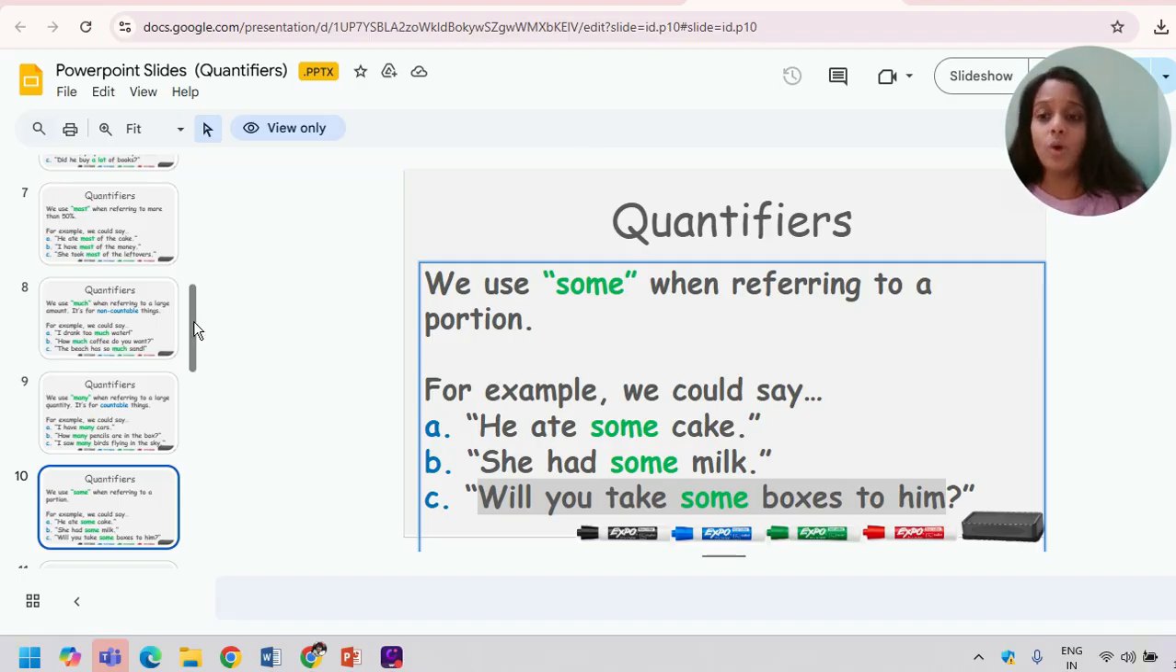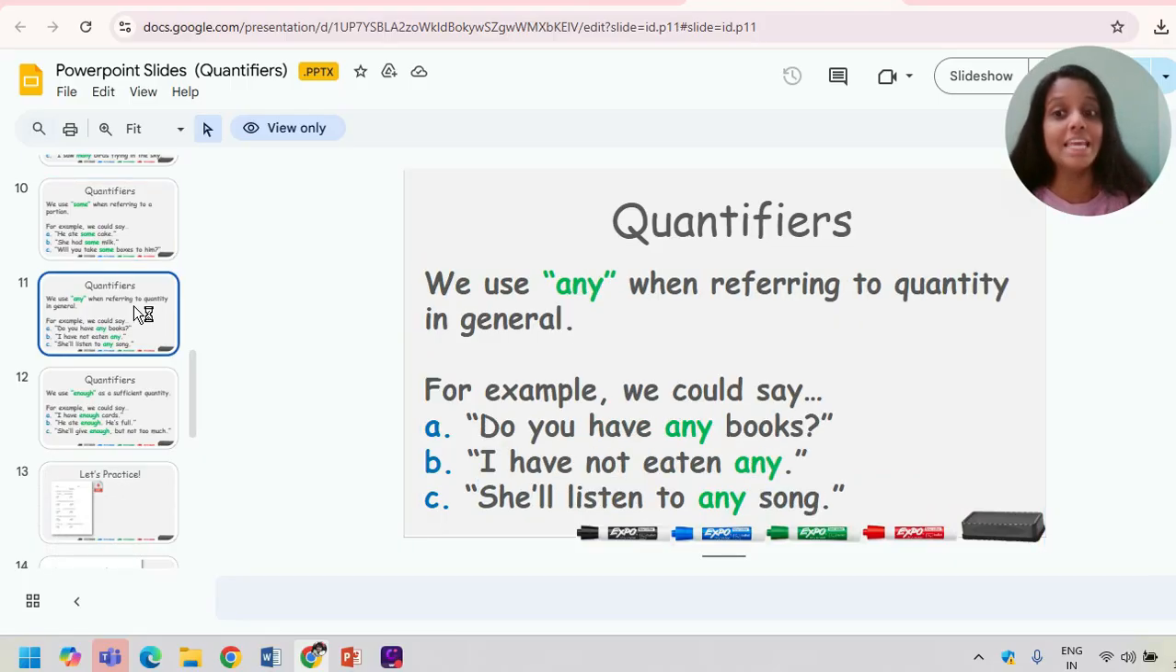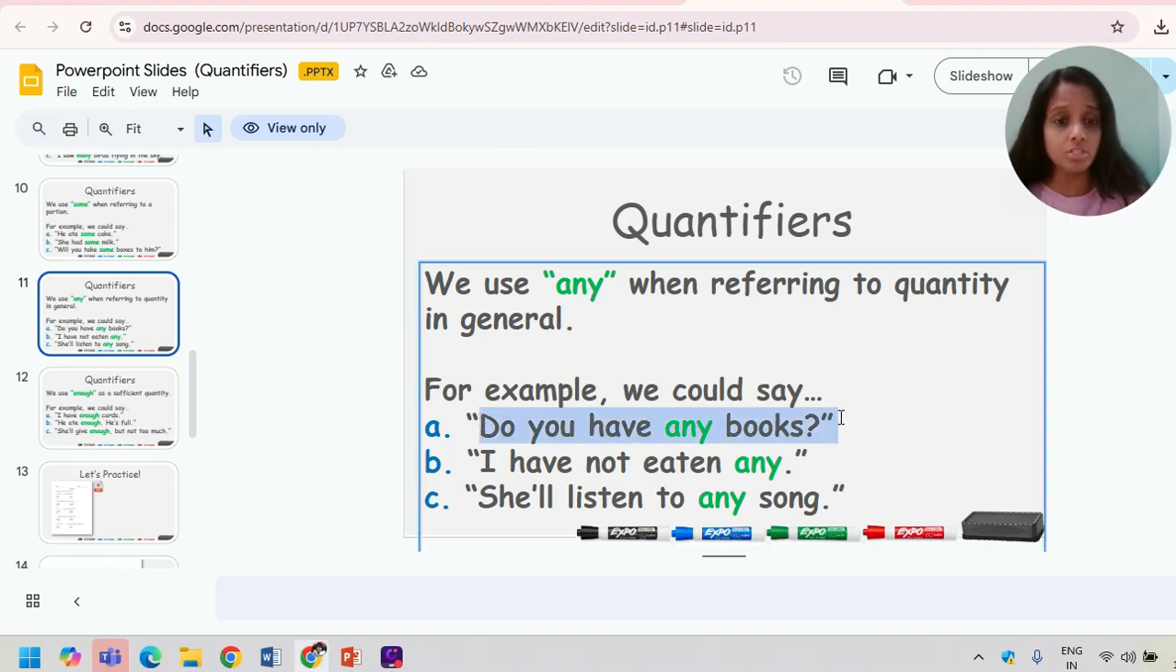Got it? The next quantifier that we are going to see is any. The quantifier any is used when we talk about quantity in general, usually in questions or negatives. Here are the examples given. Do you have any books? I have not eaten any. She'll listen to any song. So any is kind of like the wildcard word for unknown quantity, the quantity which is not known to you. Then you can use the word any.